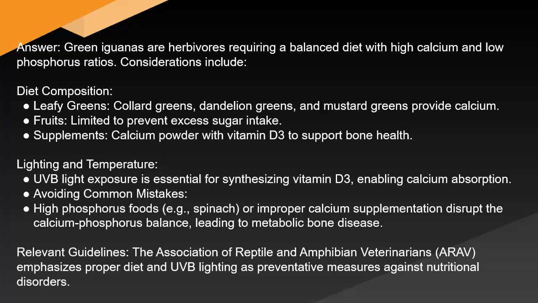Lighting and temperature. UVB light exposure is essential for synthesizing vitamin D, enabling calcium absorption. Avoiding common mistakes. High phosphorus foods, e.g. spinach or improper calcium supplementation disrupt the calcium-phosphorus balance, leading to metabolic bone disease. Relevant guidelines. The Association of Reptile and Amphibian Veterinarians (ARAV) emphasizes proper diet and UVB lighting as preventative measures against nutritional disorders.